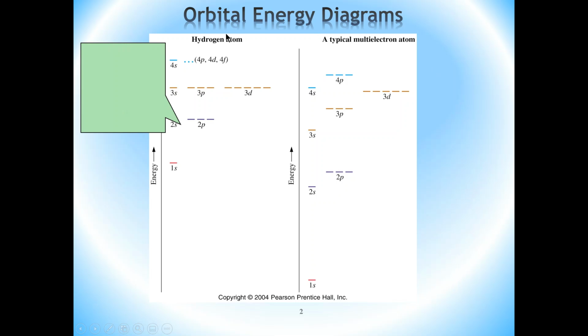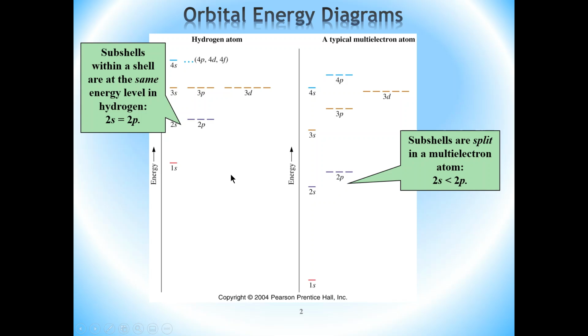Okay, so the first thing I'm going to talk about is comparing what we call the orbital energy diagrams between the hydrogen atom, which of course has only one electron, and a typical multi-electron atom. So pretty much any other atom from helium onwards. If you compare the energy diagram for hydrogen with that of a typical multi-electron atom, you're going to notice two things. The first is that basically all the energy levels you see here in the case of the hydrogen atom will be lower in the case of the multi-electron atom.